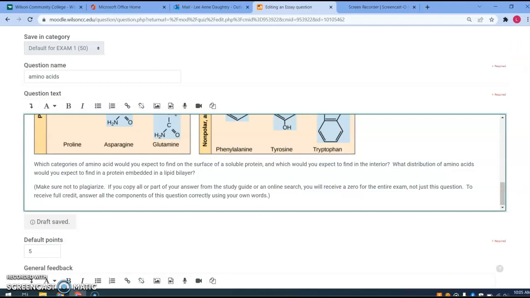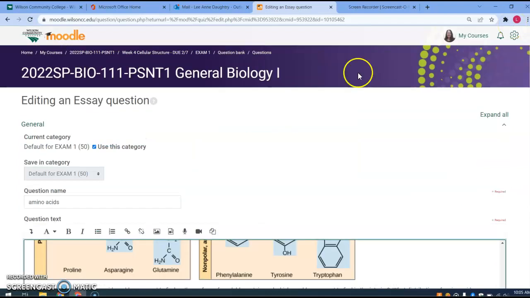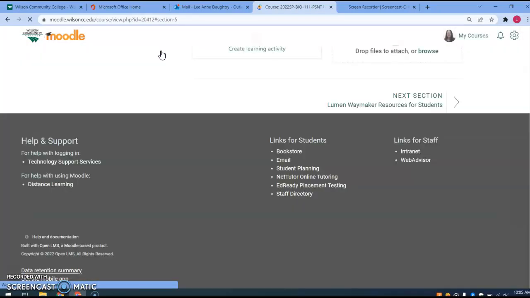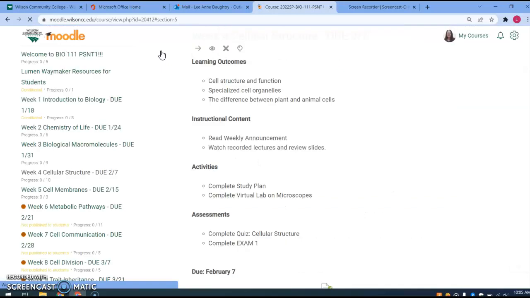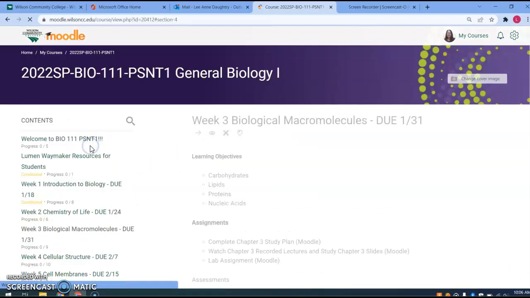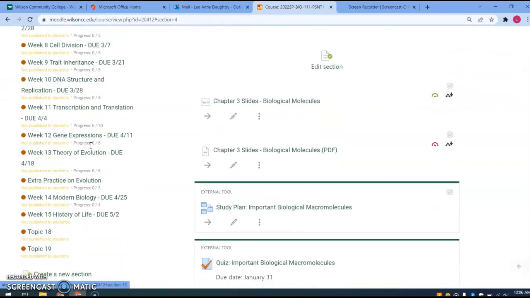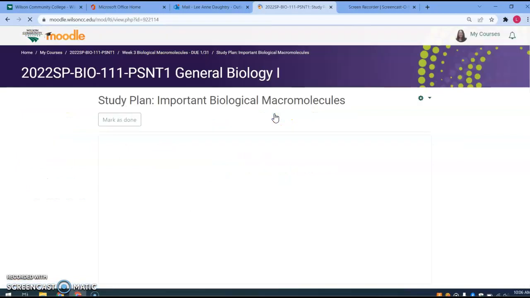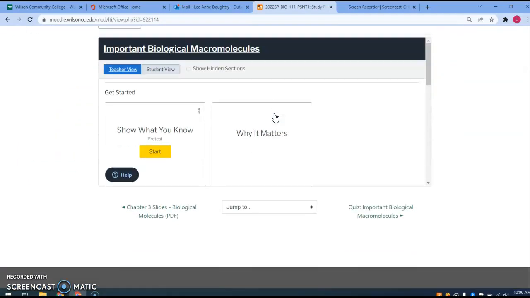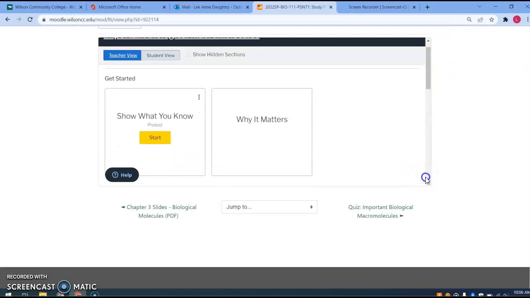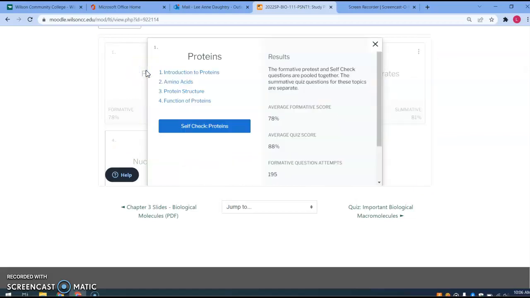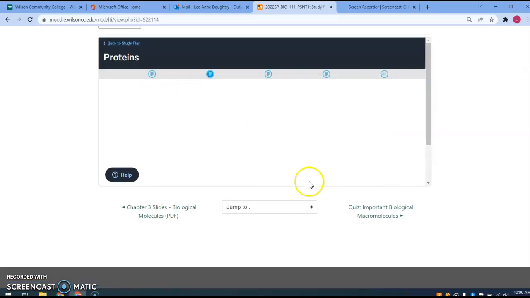So let's go back to the study plan and see if we can't find this exact question in the study plan. It would be in week 3. This will help you on the next exam because this is kind of what you can expect. I'll do a similar pattern of choosing questions. So let's go to the section on proteins and just look for that question. Amino acids, I bet it's in that section.